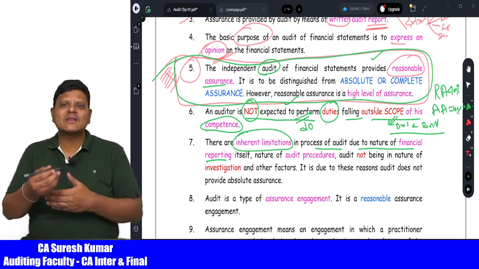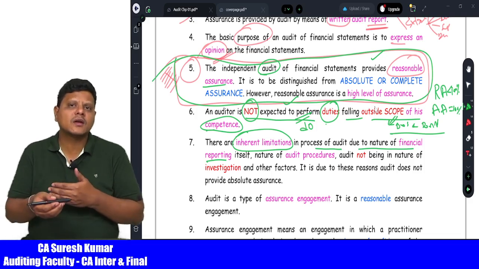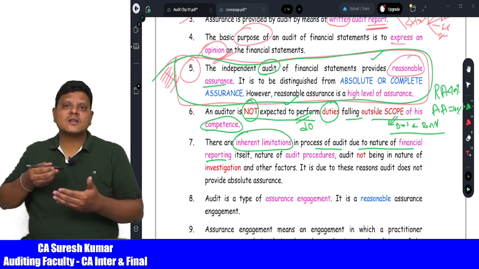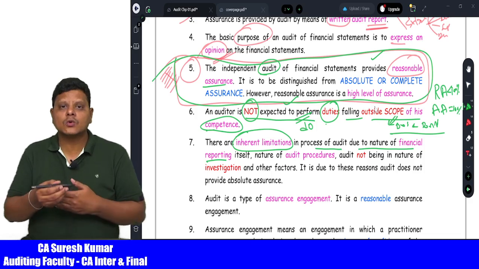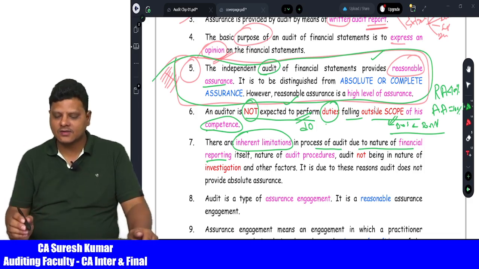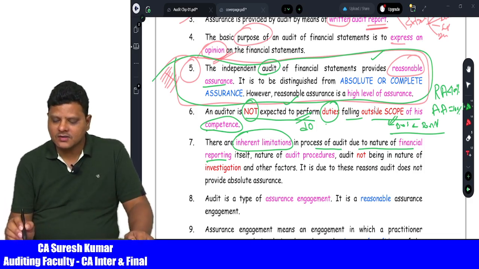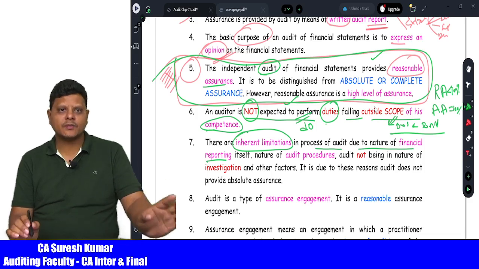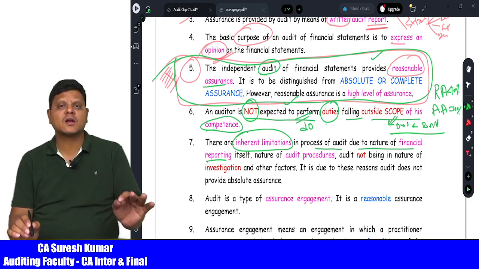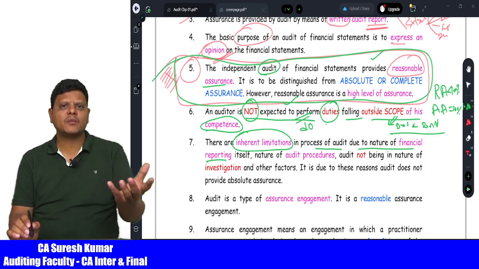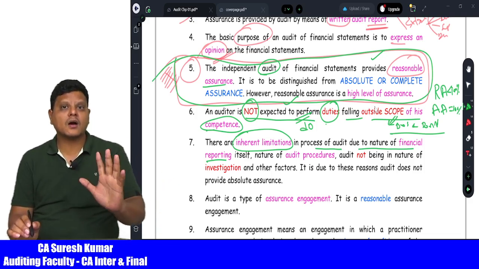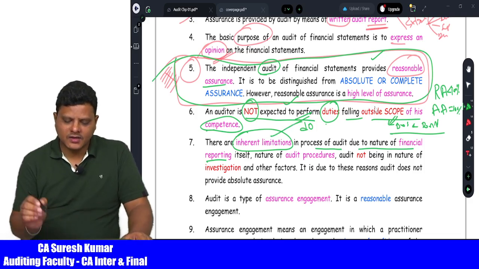So what is the reason for not giving 100% assurance? What is the reason for not giving absolute assurance? The reason for not giving absolute assurance is due to the following inherent limitations. One inherent limitation is the nature of financial reporting. Financial statements are prepared by the management. Management may prepare the financial statements based on various estimations, various valuations, which may not be 100% reliable, 100% pakka. Hence it is a limitation.